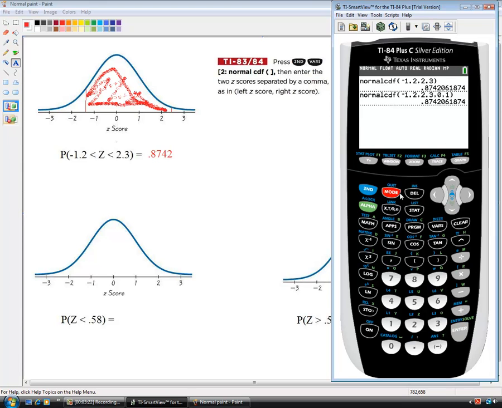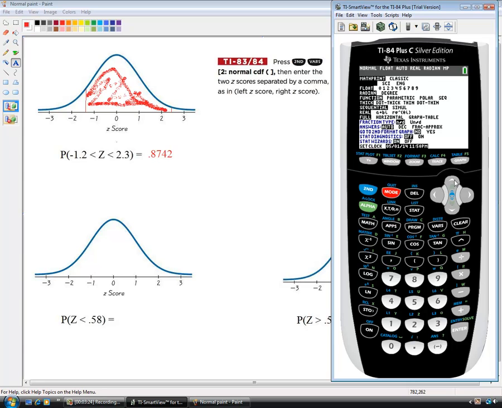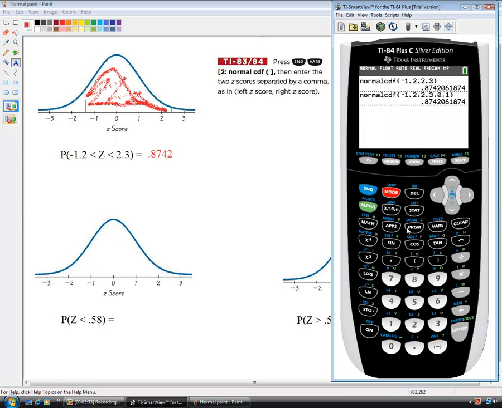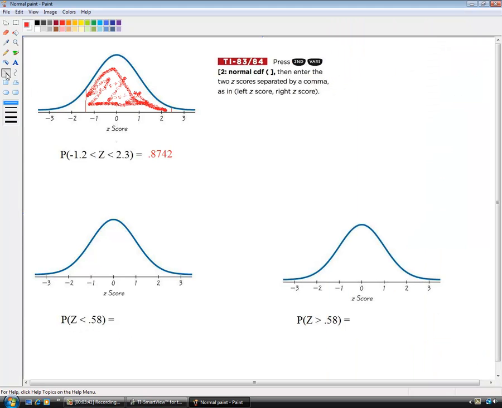Alright, I'm going to change it back because this is what most of the calculators have. And turn this wizard off. Alright, so for this value here, we're looking for the area less than positive 0.58, a z of less than positive 0.58. So 0.58, maybe right around here. And we want the area below that.